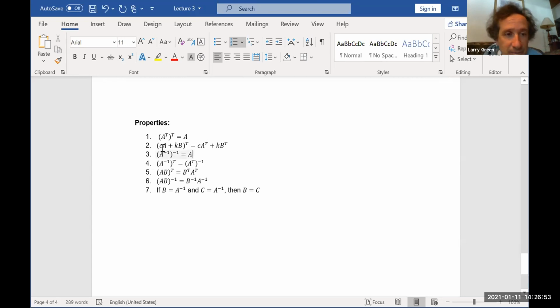Okay, number two. Number two says the transpose can be brought into each matrix if there is scalar multiplication and addition. Okay, and subtraction too, by the way. So CA plus KB transpose is CA transpose plus KB transpose. Any questions on that? All right, number three should be obvious also. A inverse inverse is A. How do you prove that one?